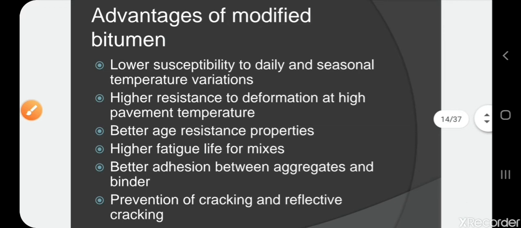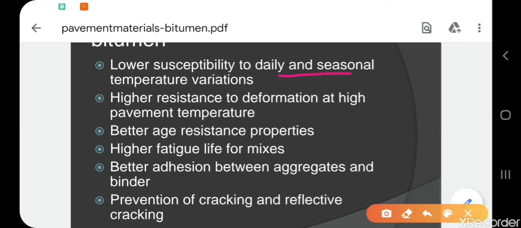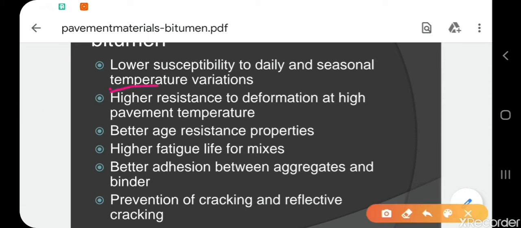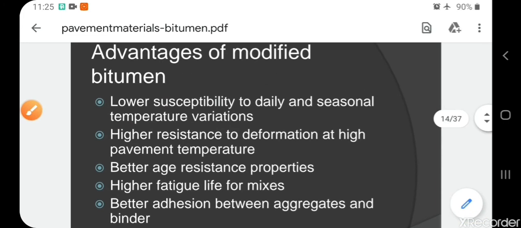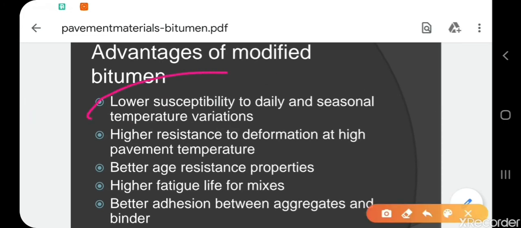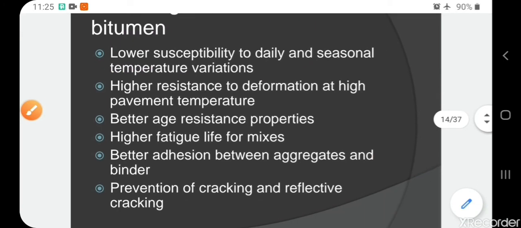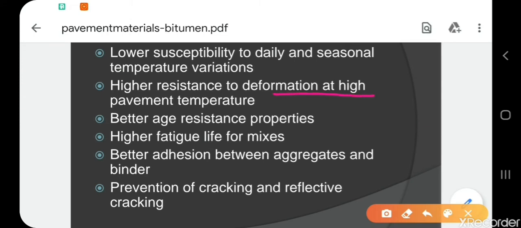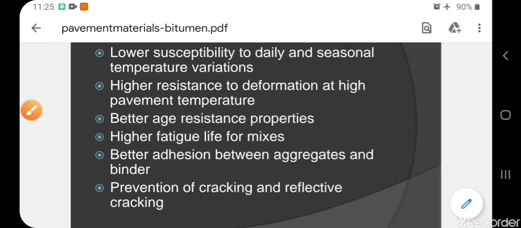The advantages of the modified bitumen are lower susceptibility to daily and seasonal temperature variations, because we can see that in the rainy season there may be full sunlight, or in the summer season there may be heavy rains. In such cases the bitumen may be affected. So usage of this modified bitumen can withstand the temperature variations. Higher resistance to deformation at high pavement temperature. If it is subjected to heavy temperature, it has high resistance to deformation.